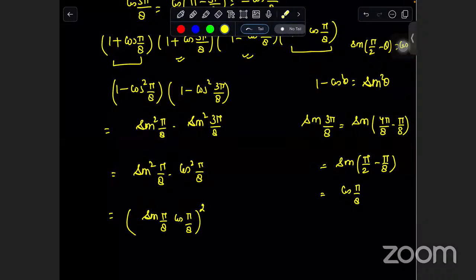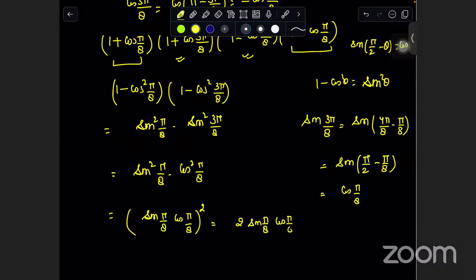So it will be sine pi by 8 cos pi by 8 whole square. So this will be what? This will be multiply and divide by 2. 2 sine pi by 8 cos pi by 8 whole square upon 4. Got it?